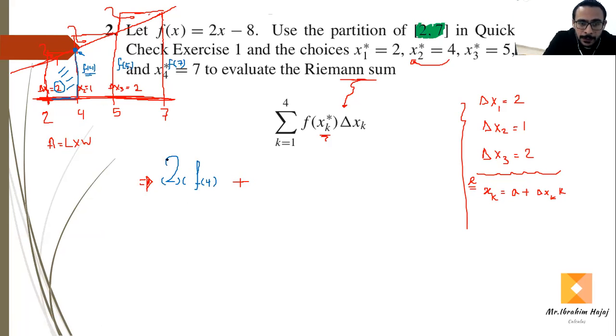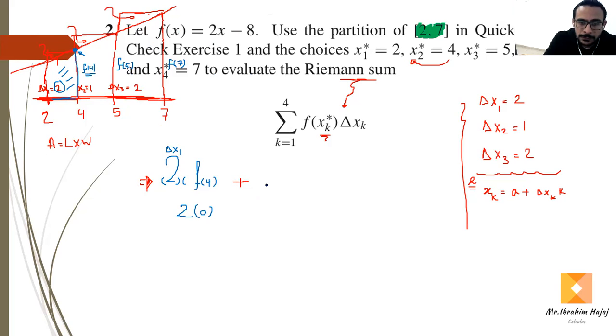Plus, here is delta x1. Plus delta x2 times the height. In the first one it's zero. Yeah, it's going to be 0. The height is 0. 2 times 0, so plus the area is zero. So here, because it's below the x-axis, if we draw the graph of 2x minus 8, you'll find that all this rectangle is below the x-axis.